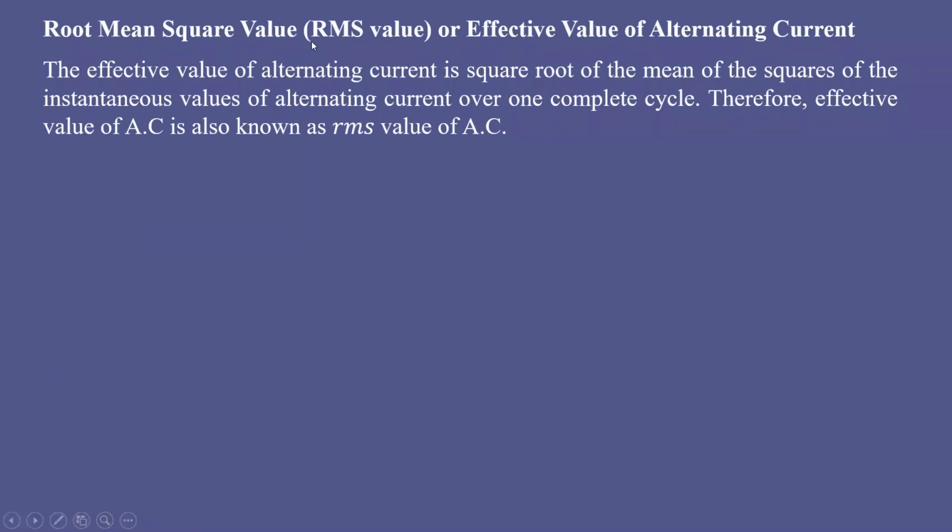Then the root mean square value, or RMS value, of AC. So how do we find the root mean square value of AC? The effective value of alternating current is called the root mean square value. That is the square root of the mean of the squares of the instantaneous values of alternating current over one complete cycle. You have to take the square of the instantaneous current. What is the instantaneous current? That is I equal to I naught into sine omega t. You have to take I square, then take the mean value of that I square over a complete cycle, that is, divided by the time period T.